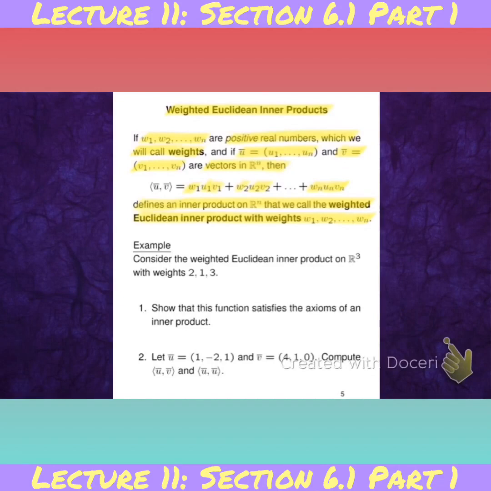Okay, so let's just prove this first example here. Consider this example. If we look at the weighted Euclidean inner product on R3 with weights 2, 1, 3, they ask us to show that this function satisfies the axioms of an inner product. Now, what I'm going to do as an example is I'm just going to show that in general this operation is in fact an inner product.